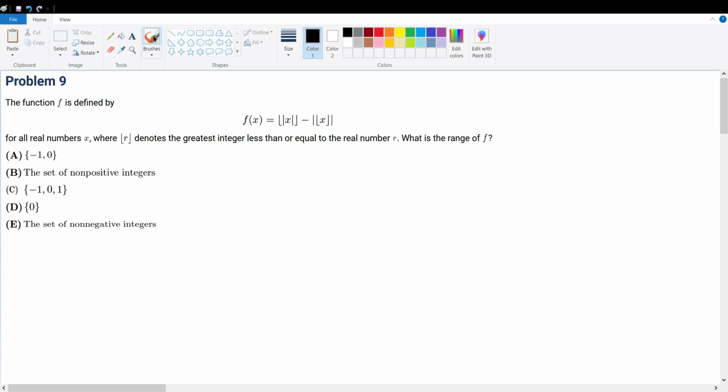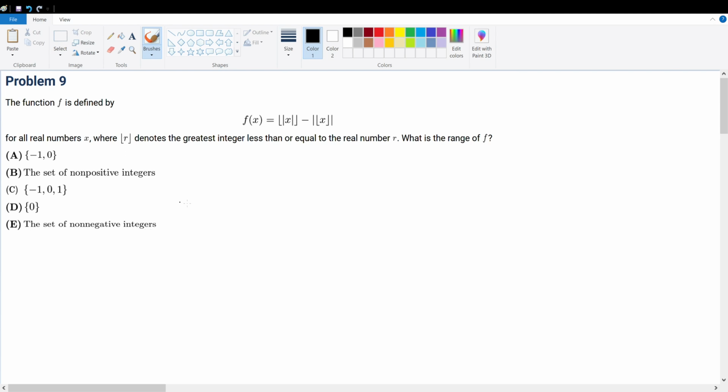Problem 9. F is defined by the following, for all real numbers x, where the floor of r denotes the greatest integer less than or equal to the real number r. What is the range of f? Well, the range of f, just plug in different x's, right? I don't think this would be too bad. I think we just plug in values, right? Let's just try it out.